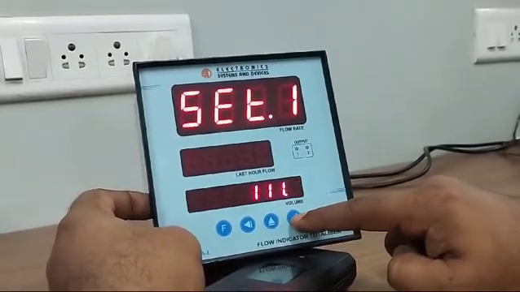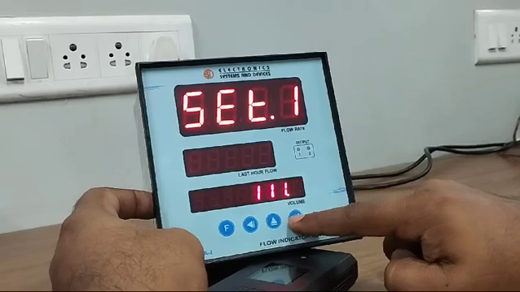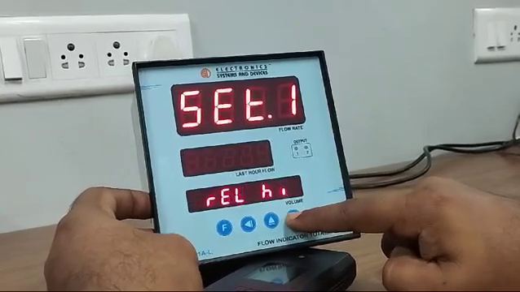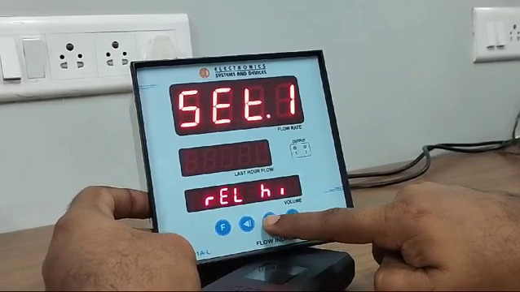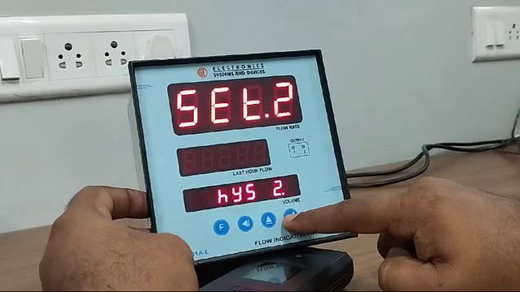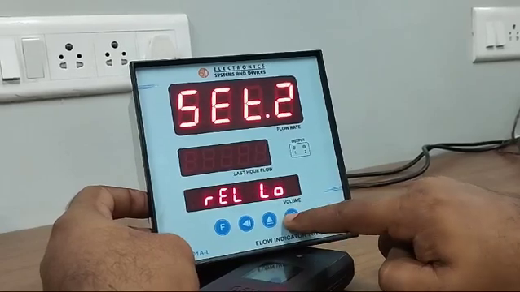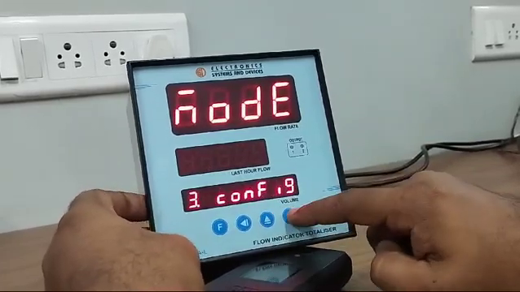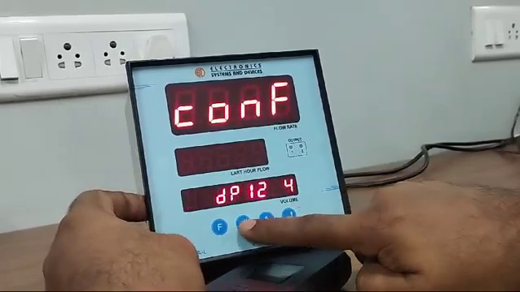set points. First set point, then the hysteresis for the set point, relay logic, high-low. Similarly, second set point, hysteresis for second set point and relay logic. The third is configuration mode. You can shift the decimal point.